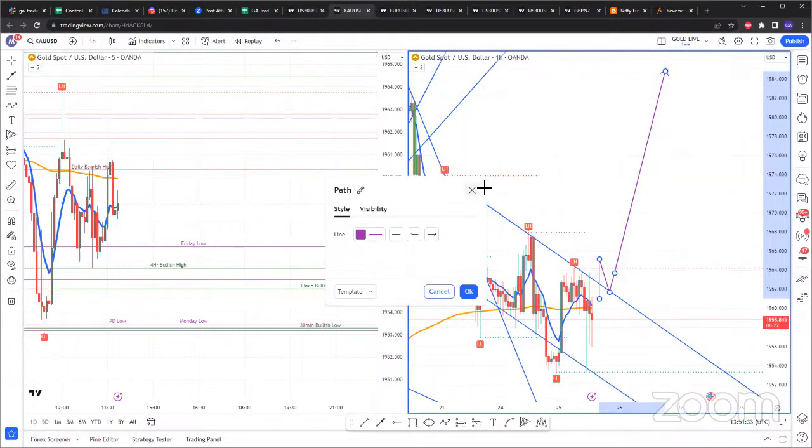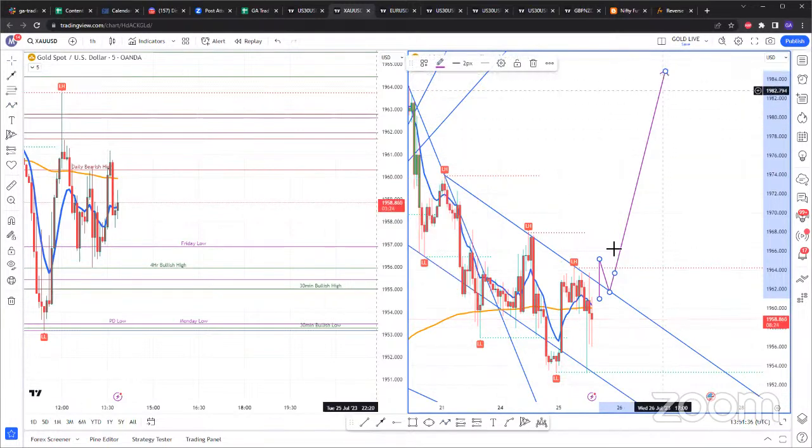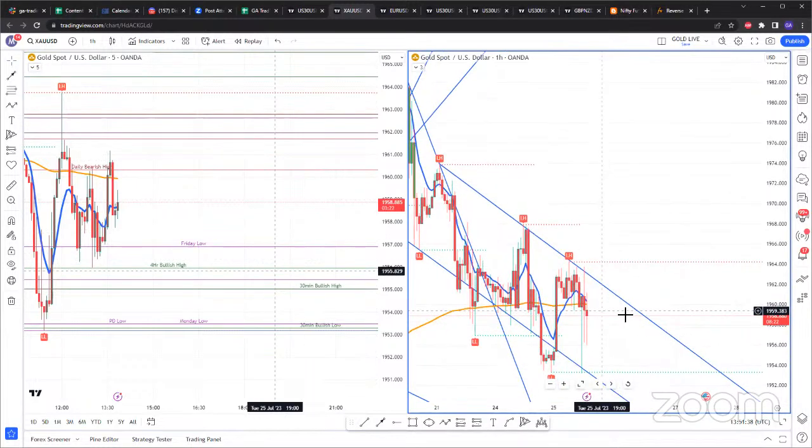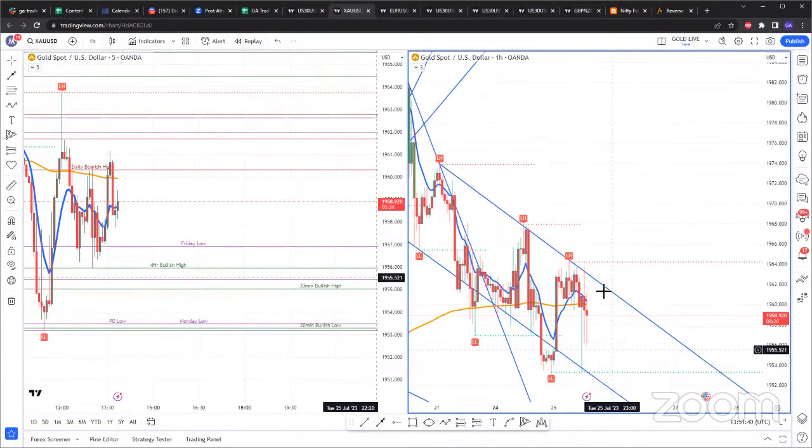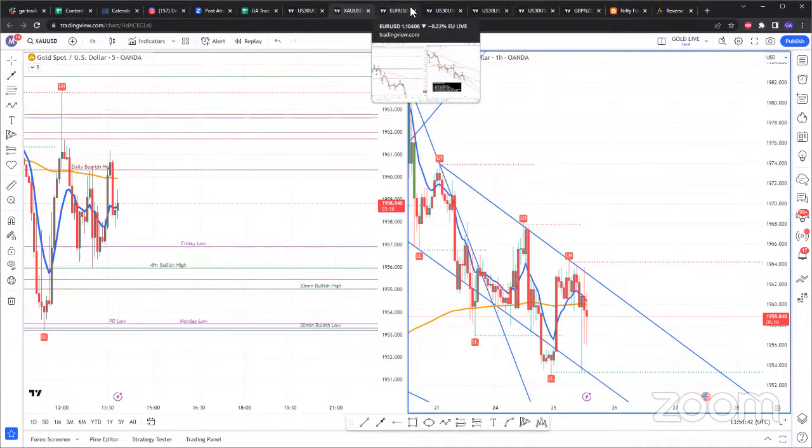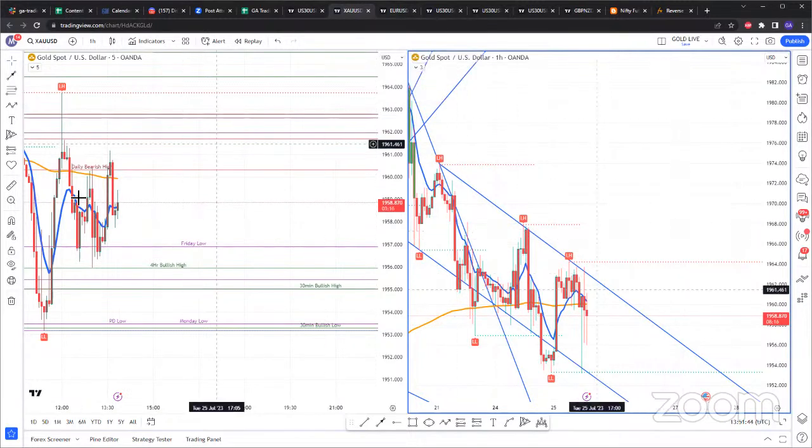And if you guys know how I trade, I hate trading when price is in between two trend lines. So I like calling that no man's land, because anything can happen. And for me, I'm not that kind of trader. Any questions on gold?